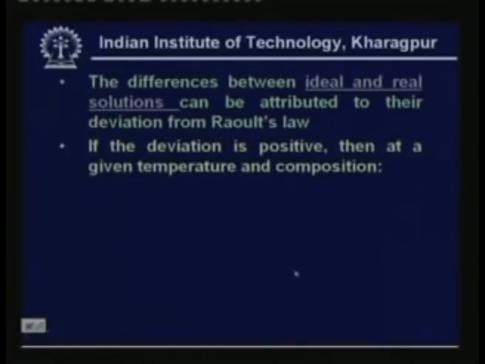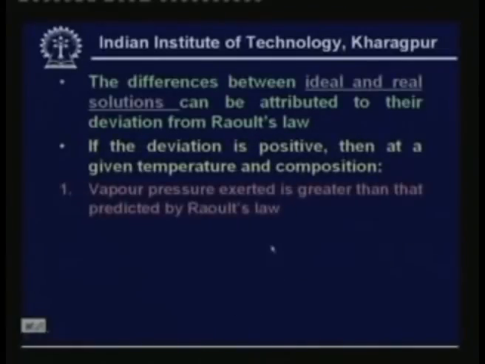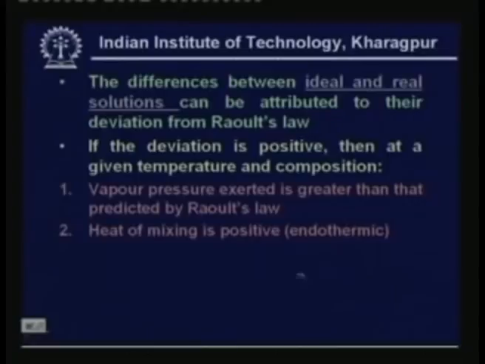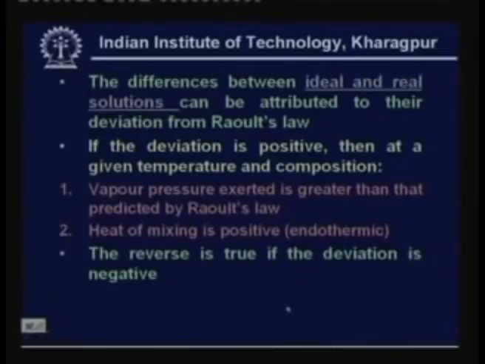So, as I said, if the deviation is positive, then at a given temperature and composition, the vapor pressure exerted is greater than that predicted by Raoult's law, and the heat of mixing is positive, that means endothermic. For positive deviation it is endothermic, for negative deviation it is exothermic. So, the reverse is true if the deviation is negative.